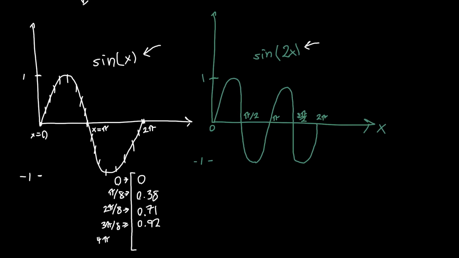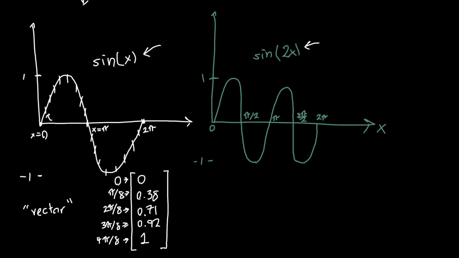4 pi over 8, or pi over 2, we just have the value of 1. And you might imagine we can continue doing this on and on, and we can form a vector of this function. So we can just tabulate its values. And you might say, well, Jordan, why'd you choose values of pi over 8? Clearly that's extremely arbitrary. And yeah, you're totally right. I could have chosen pi over 5 or pi over 10.